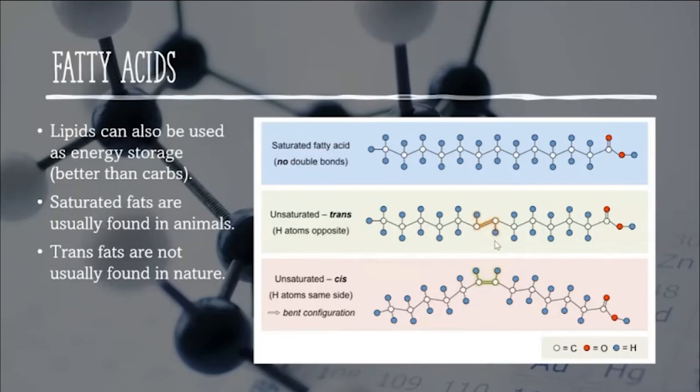Cis fats are the more natural ones. Trans fats are usually synthetic. They're made through hydrogenation. They're very linear, even though they are unsaturated fats. And like saturated fatty acids, they're usually found solid at room temperature.